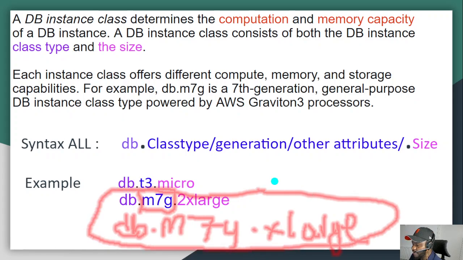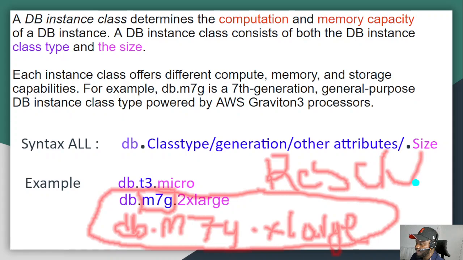You can take advantage of a reserve instance class, right? Why do I say you can take advantage of reserve instance class? Because this particular instance is totally not different. This DBM7G is totally not different from this.